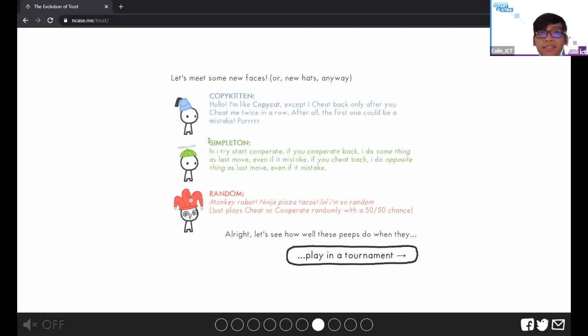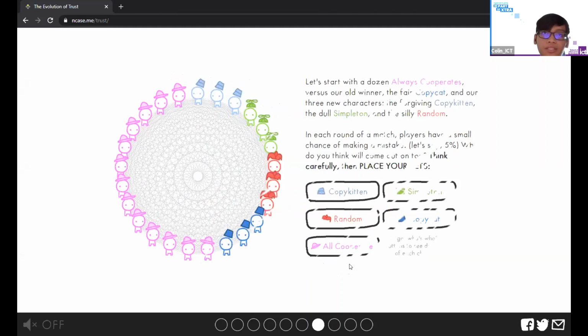And the second one is the simpleton. Basically he will start by cooperating and he will cooperate back. And he will do the same thing as the last move, even if it was a mistake. So if I cheat back, he will do the opposite of the last move, even if it was a mistake. Okay, so now we're going to implement these three in this model.